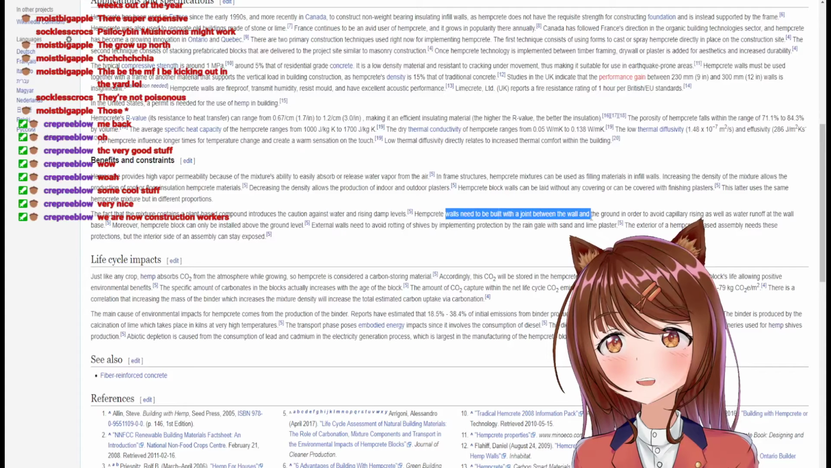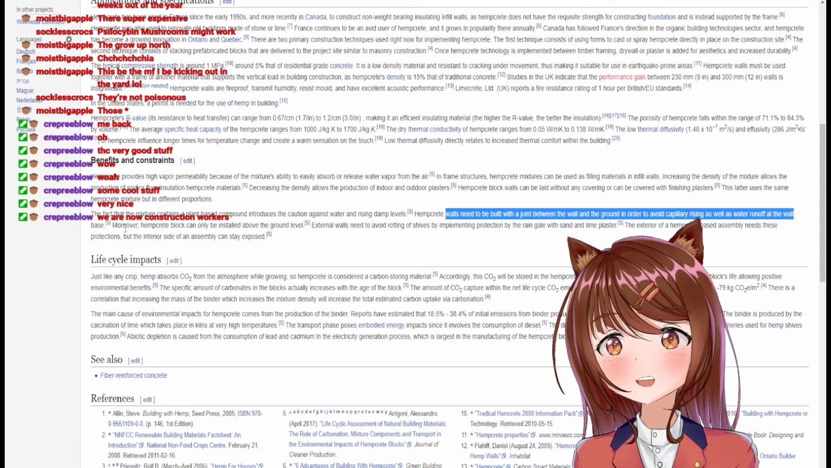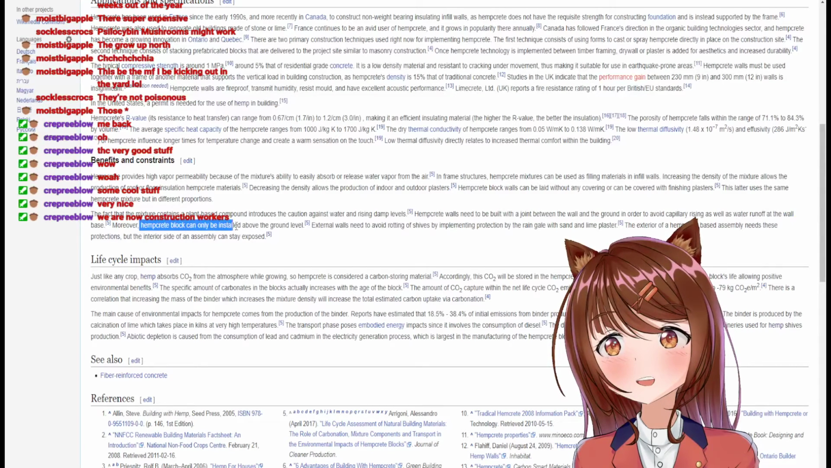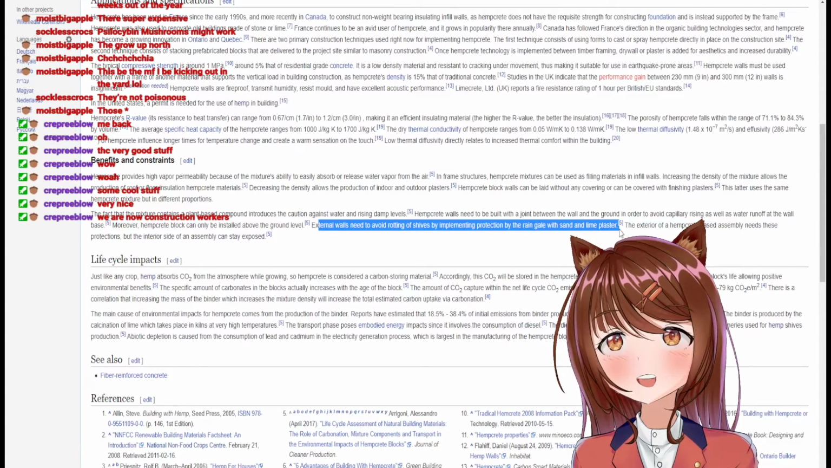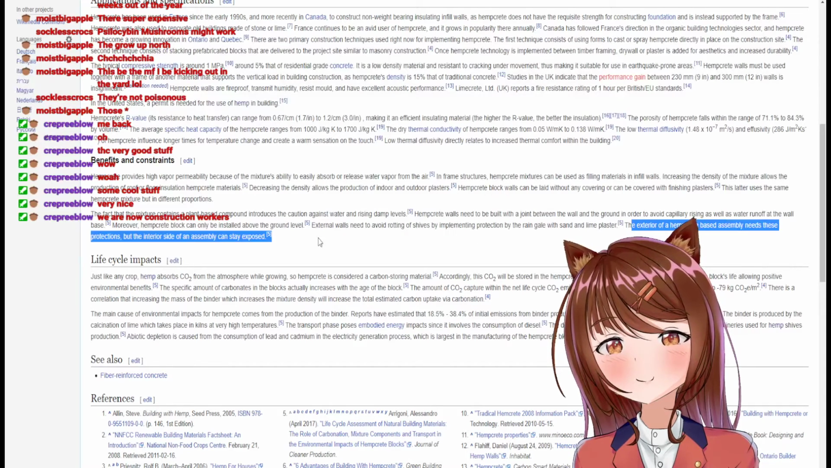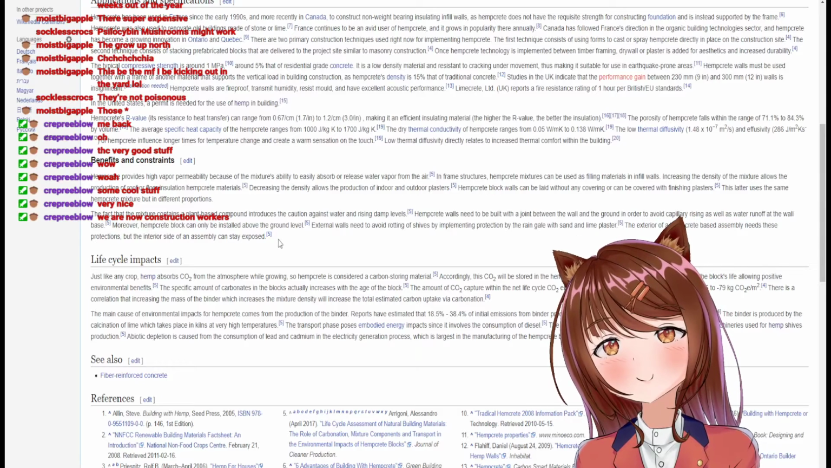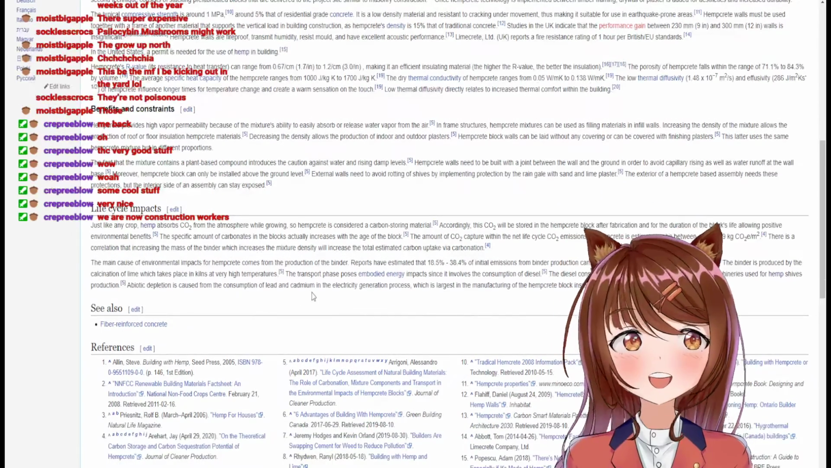So the walls need to be built with a joint between the wall and the ground in order to avoid capillary rising as well as water runoff at the wall base. Moreover, hempcrete blocks can only be installed above ground level. External walls need to avoid rotting of shives by implementing protection from the rain with sand and lime plaster. The exterior of a hempcrete-based assembly needs these protections, but the interior side of the assembly can stay exposed. Okay. Neat. Hempcrete, guys.